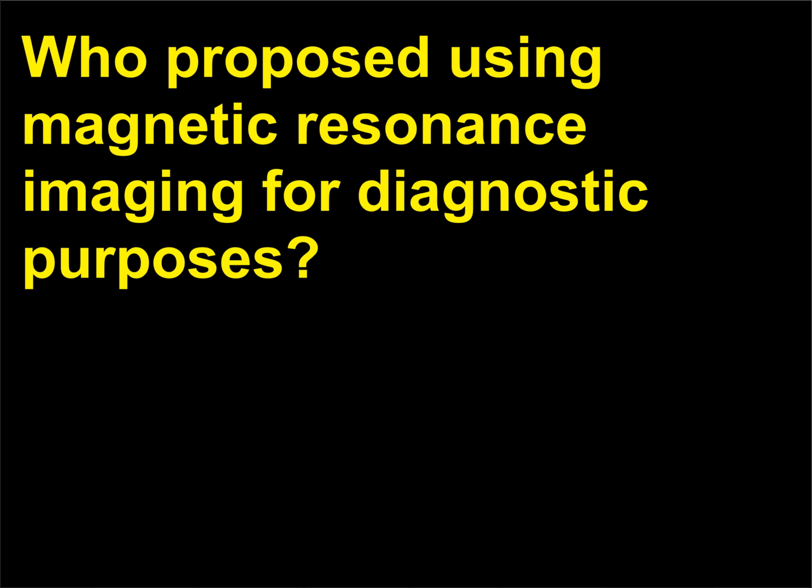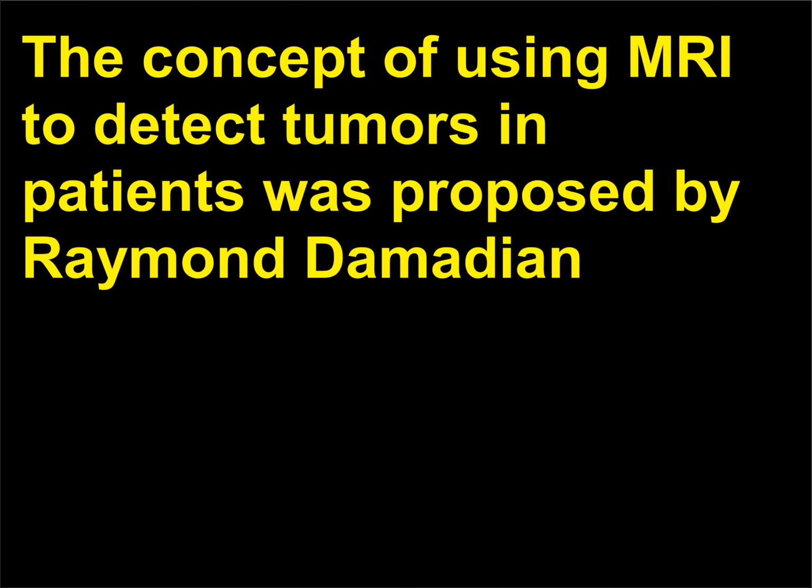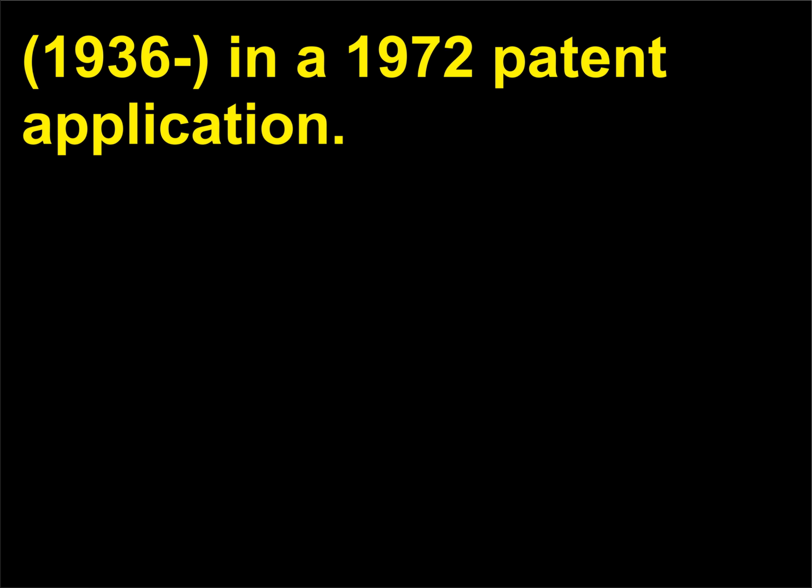Who proposed using magnetic resonance imaging for diagnostic purposes? The concept of using MRI to detect tumors in patients was proposed by Raymond Damadian, 1936, in a 1972 patent application.